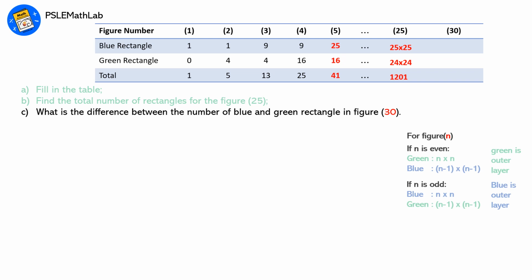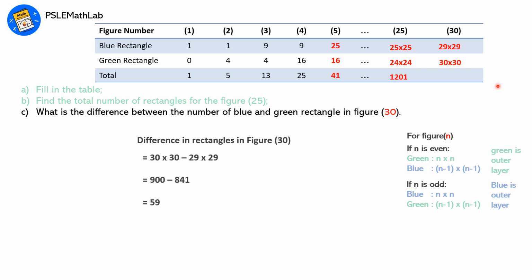Moving on to question C, same story here. Since in this case n is even, we would have more green rectangles of 30 times 30 and fewer blue rectangles of 29 times 29. Difference between is as simple as calculating two products and a subtraction. Pretty straightforward here. But wait, we're in figure 30 and the difference of blue and green rectangle is 59. Isn't 59 30 times 2 minus 1?